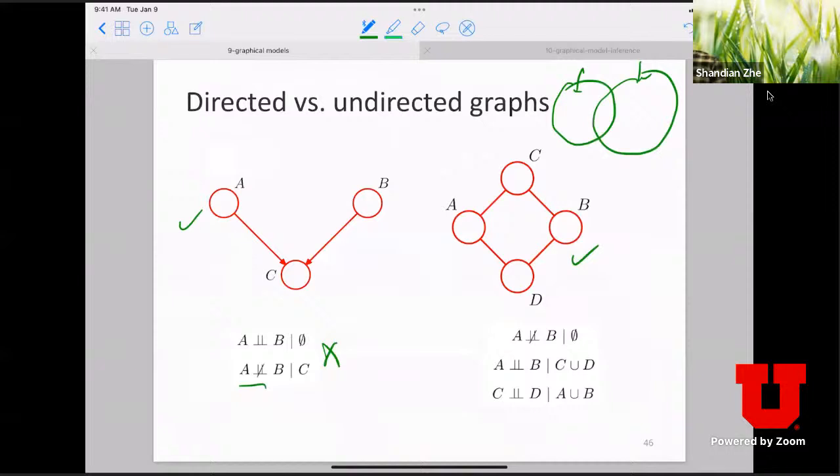And if you look at this undirected graph model, we can claim that conditioned on nothing, A and B are not independent because you have at least two paths connecting A and B. Right? And conditioned on C and D, A and B are independent. And conditioned on A and B, C and D are independent. You cannot construct any Bayesian network which satisfies the three properties simultaneously. I highly encourage you to try this and verify this conclusion.